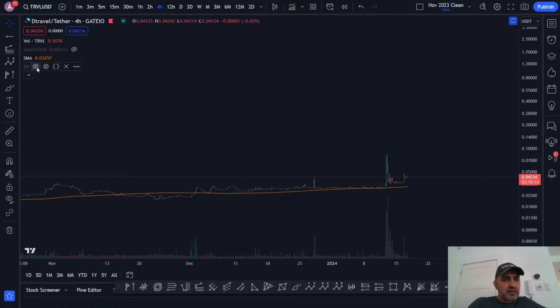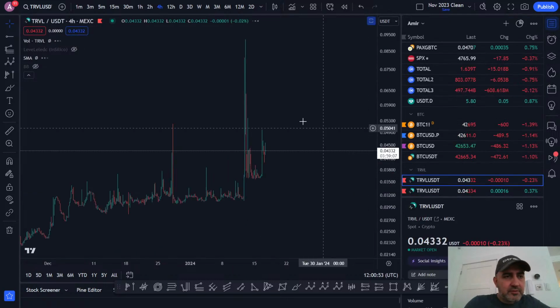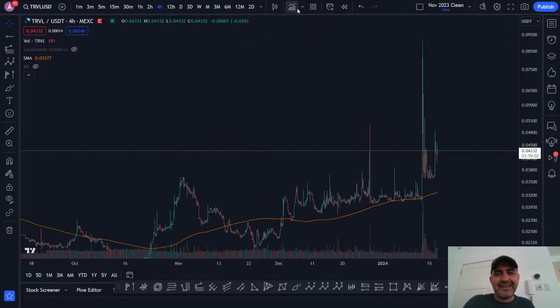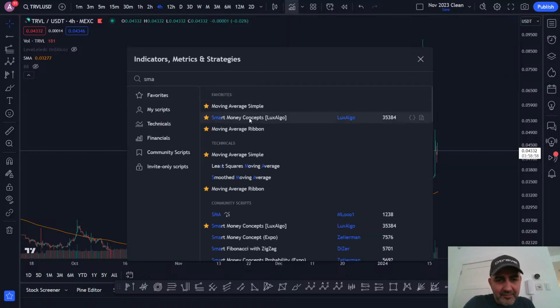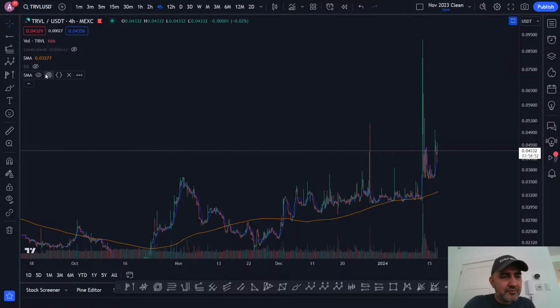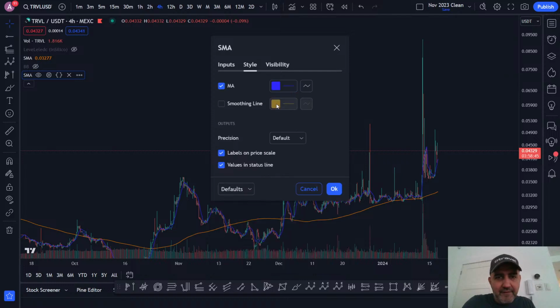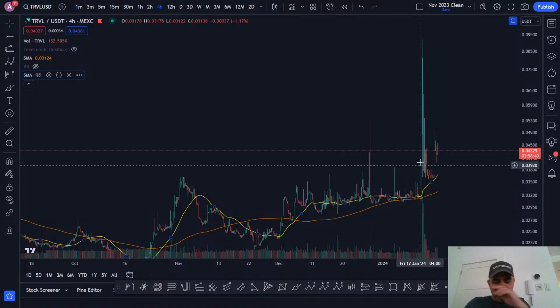is, did I lose my simple moving average? Oh, it's because it's on the other chart. It's weird that I lost my simple moving average. Why did it do that? It's so annoying. Let me put it back in. 50. I want it to be yellow. Don't know why, but I like the 50 to be yellow.